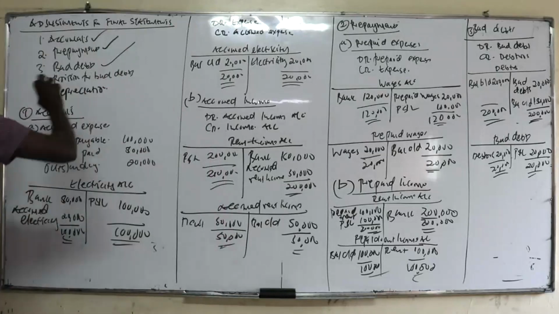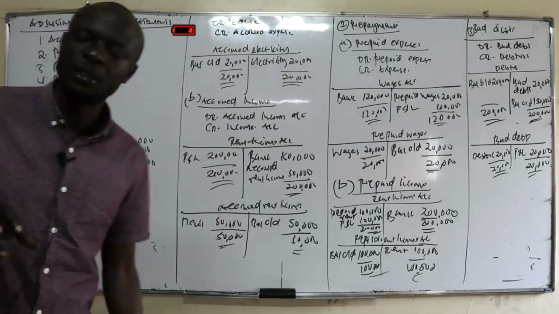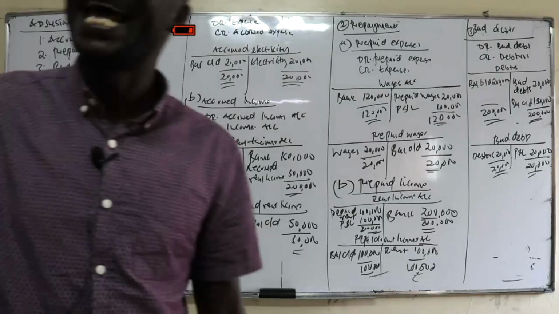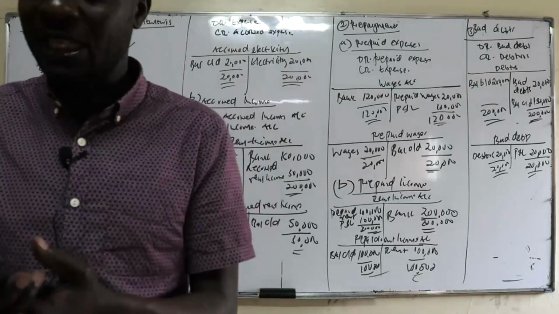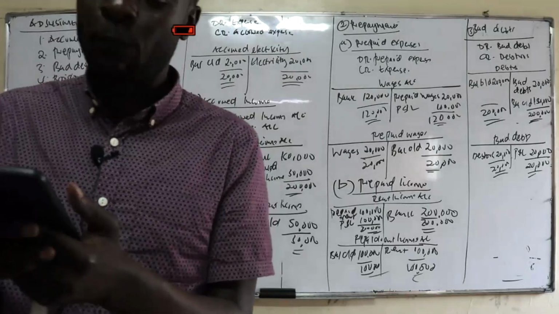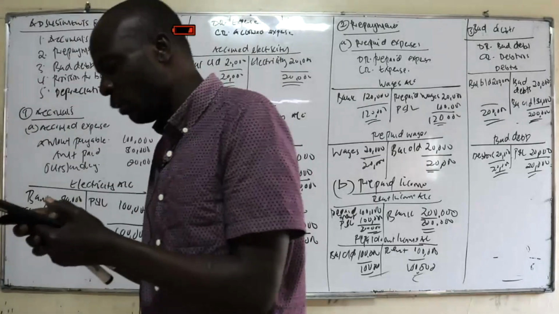So there's an amount of money that is set aside from profit to cater for those debtors that are likely not to pay. It doesn't mean that they're going not to pay, but we are only taking precautions. So in case, we have already stood in for them.